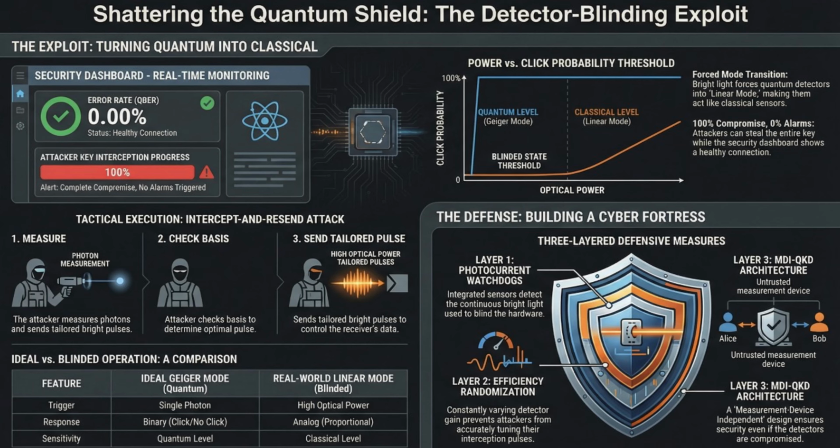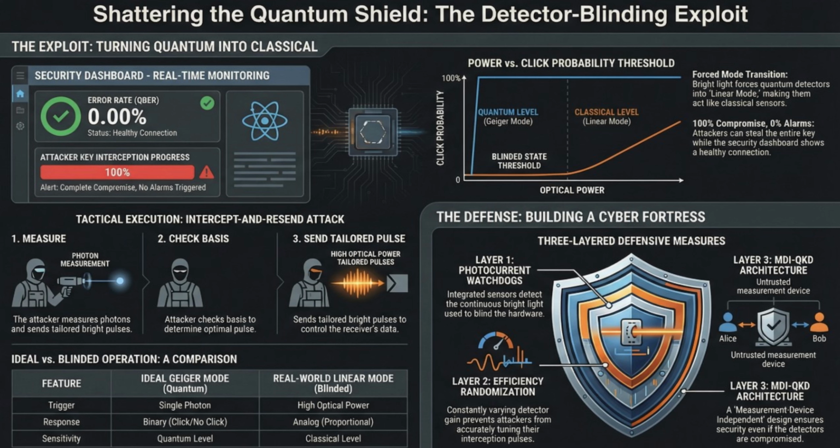Moving to the tactical execution at the bottom left, we see the three-step intercept-and-resend attack. Chris measures Jennifer's photons, checks the bases, and then sends tailored high-power pulses to John's blinded detectors. As the comparison table shows, this effectively replaces single-photon quantum sensitivity with deterministic classical control.